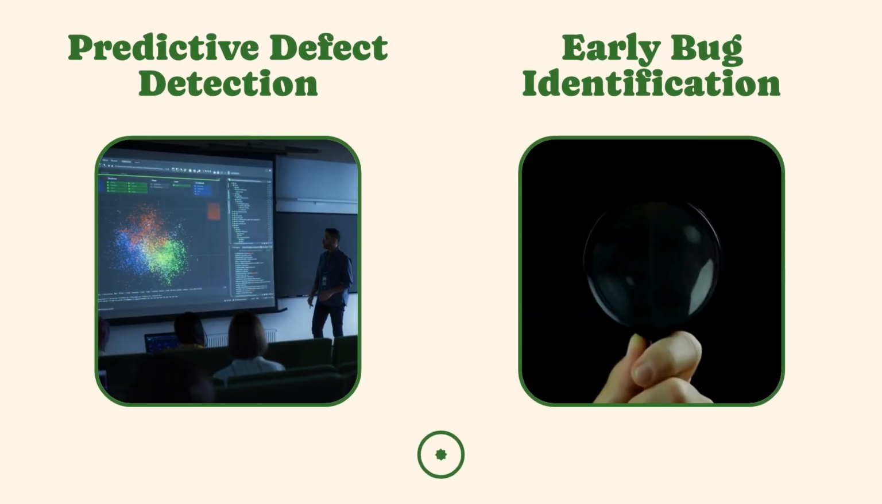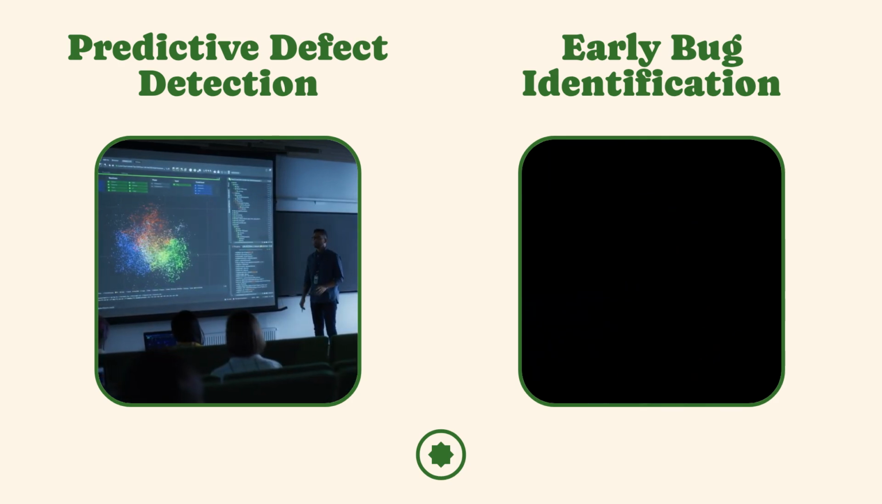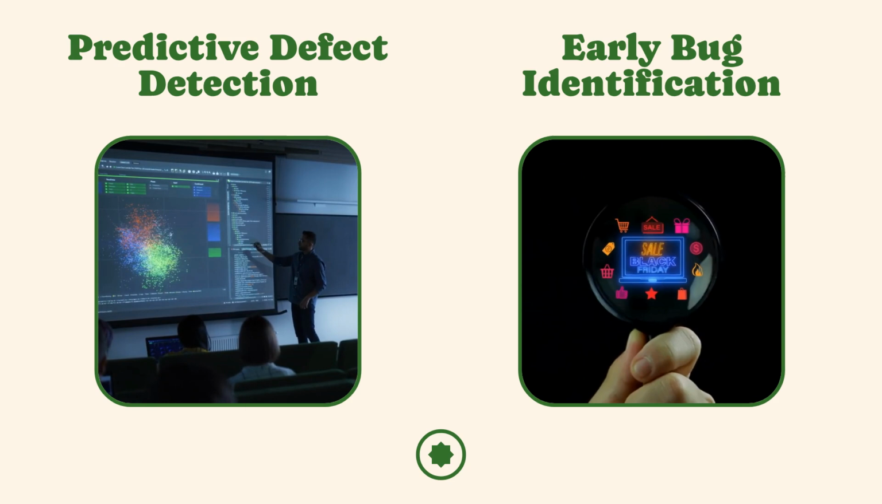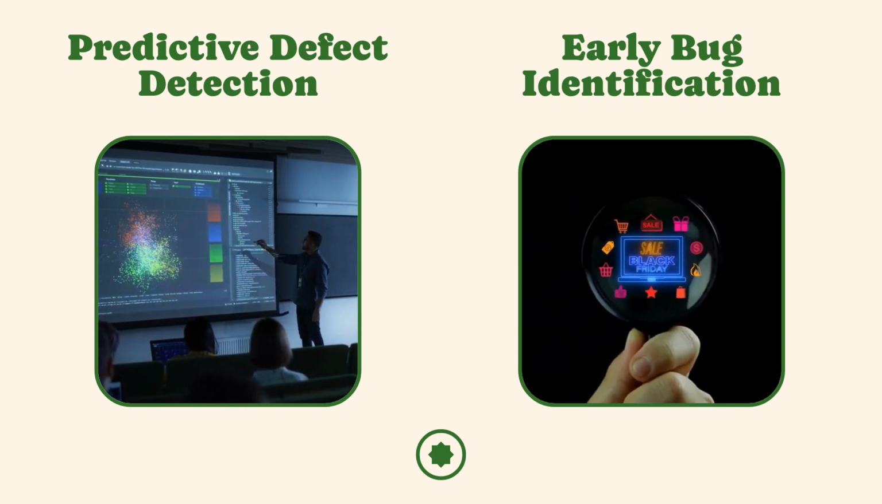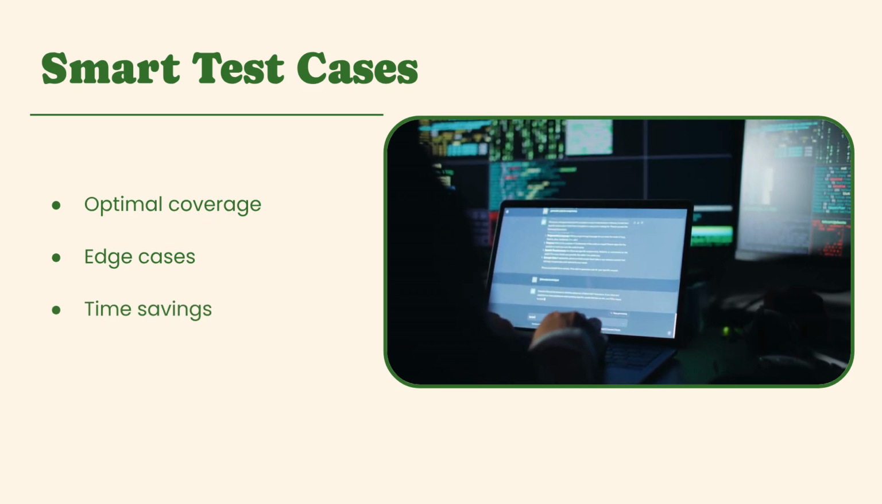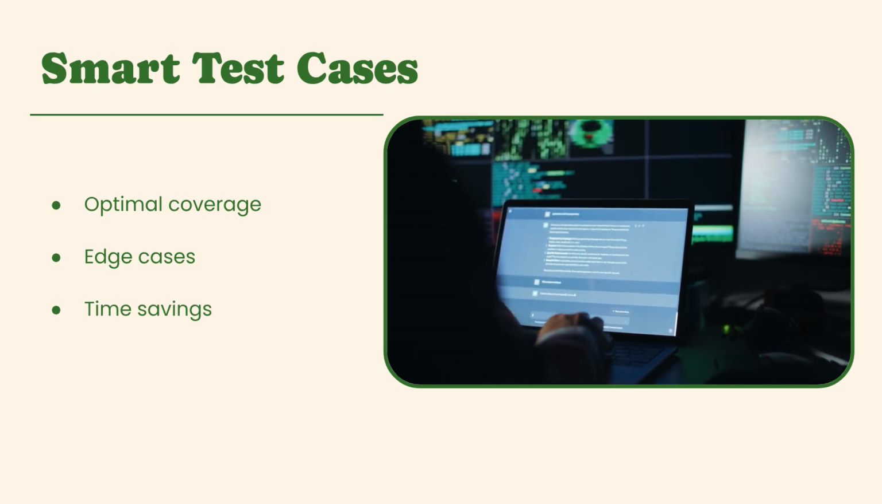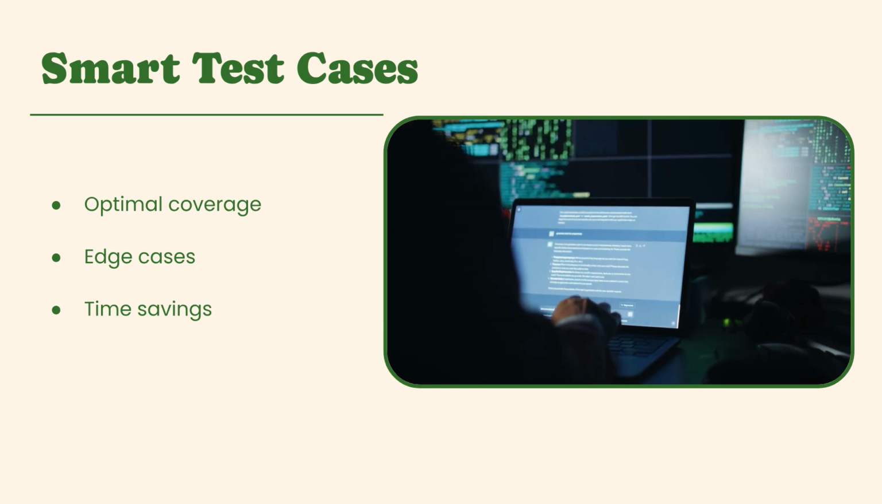Beyond simple checks, AI can predict defects based on historical data and code patterns. This allows developers to focus on high-risk areas and fix problems before they even manifest as bugs. AI can generate intelligent test cases, optimizing test coverage, and identifying edge cases that might be missed by manual or traditional automated testing methods. This saves time and improves test efficacy.